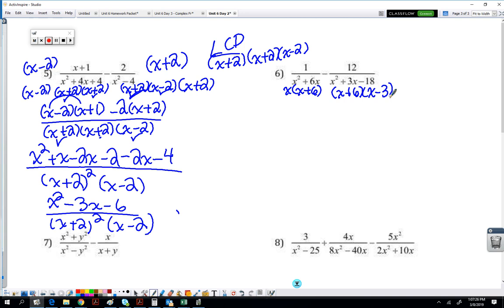So what we're going to do now is find my LCD. We always start with whatever we have in common. So I have an x plus 6 in common. And I don't have anything else in common, so I just bring along everything else. So that is my whole LCD.